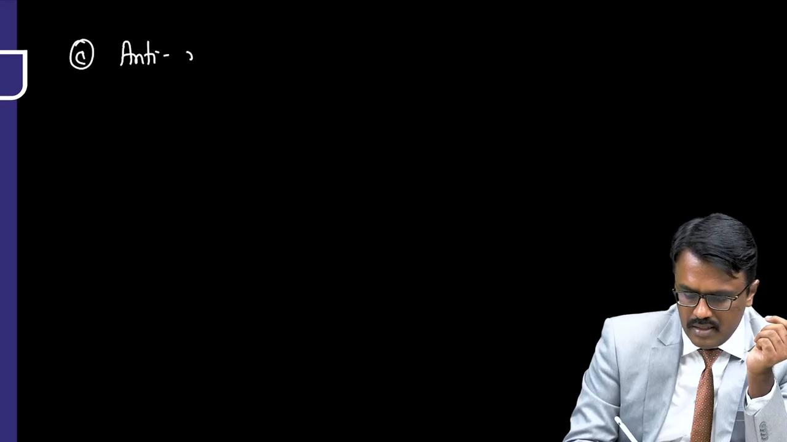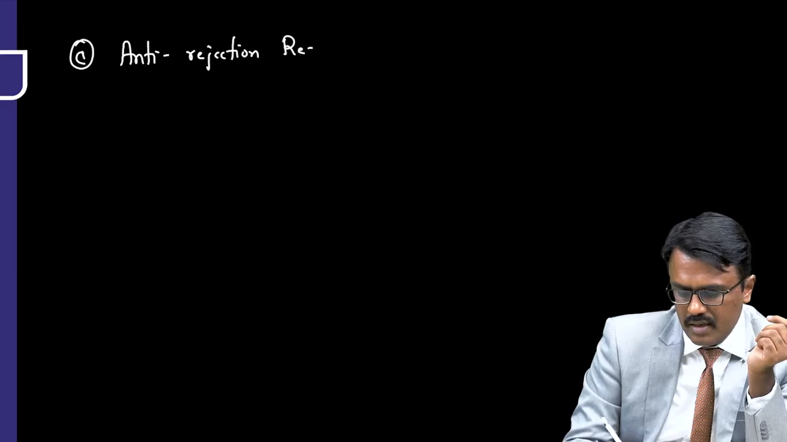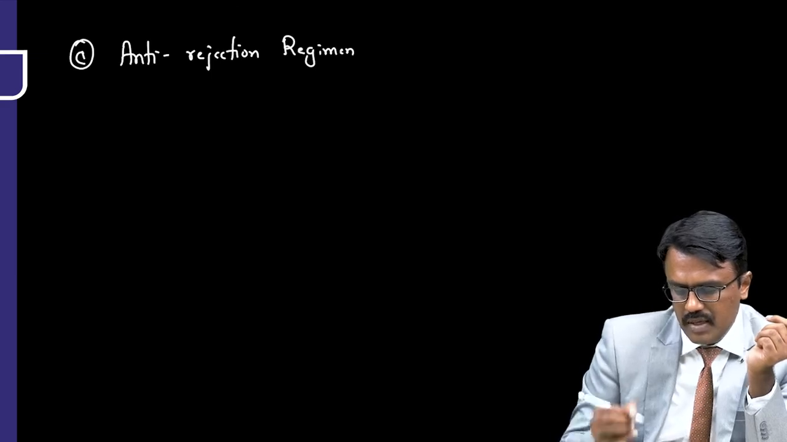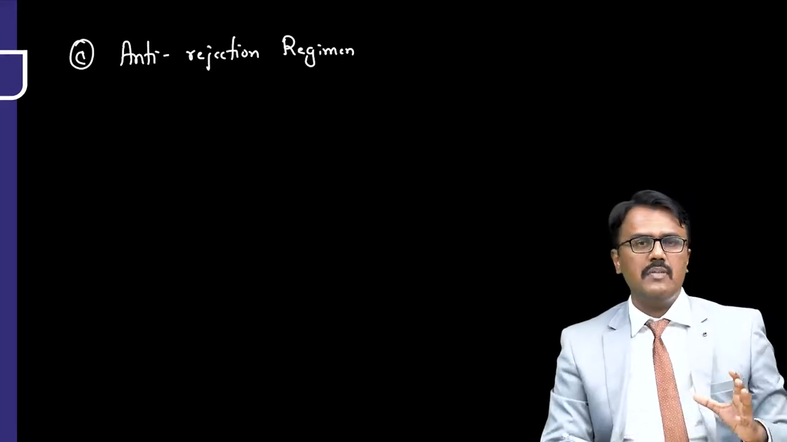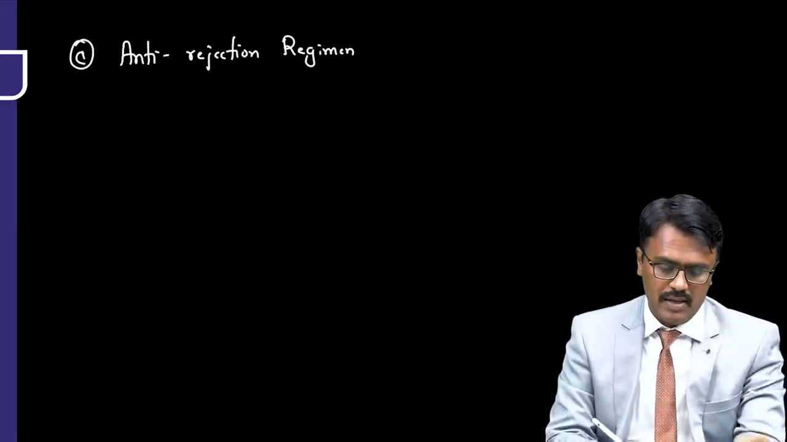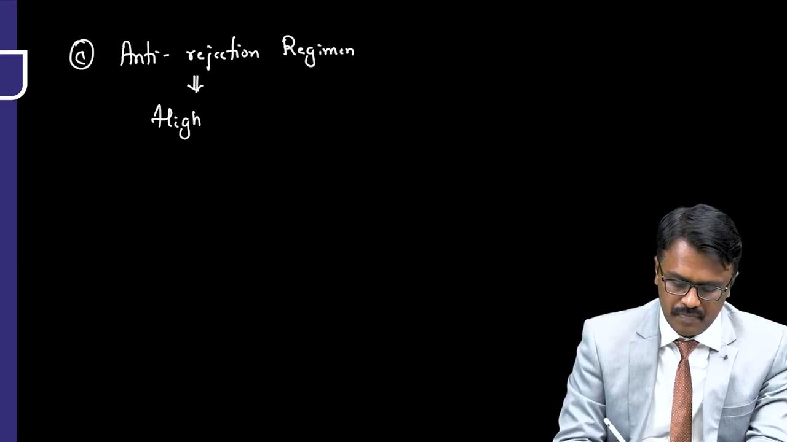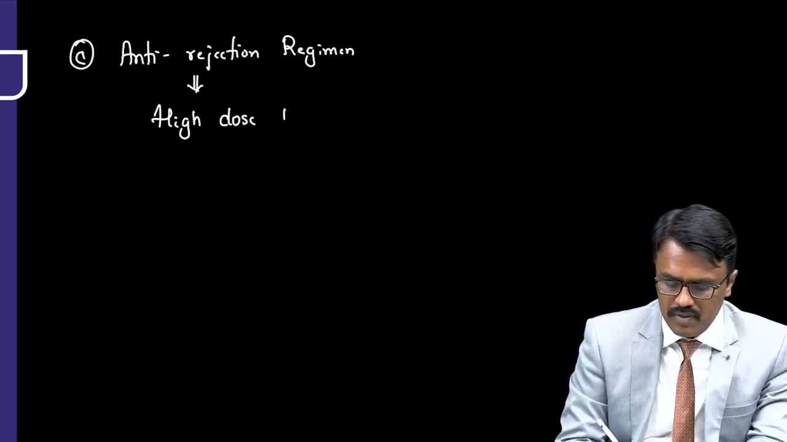The next important thing is that there is one more regimen called the anti-rejection regimen. What is this regimen? Many times, the organ may be rejected acutely. It is called acute organ rejection. At that time, what we use is a high dose of steroid. High dose IV steroids are used.